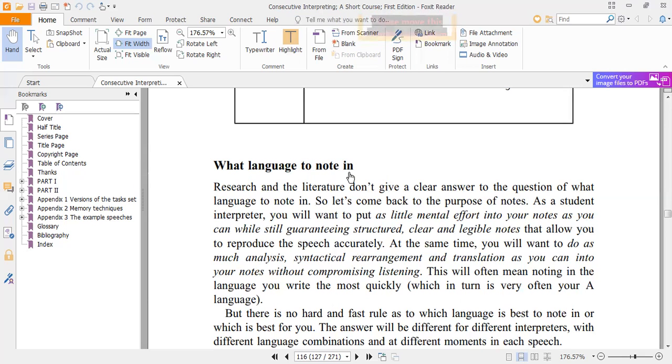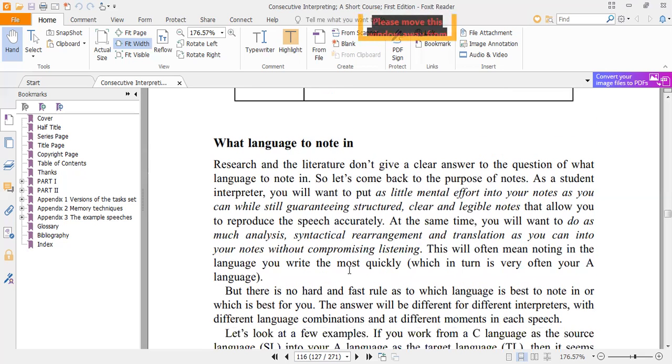For example, if you have Arabic and English, and you are interpreting a session from English into Arabic, you know the system of English abbreviations very well, and you have established your own system of abbreviations. But at the same time, in Arabic, you still don't have a clear idea or a clear system. Then it is better to use the source language system because you are more familiar with it.